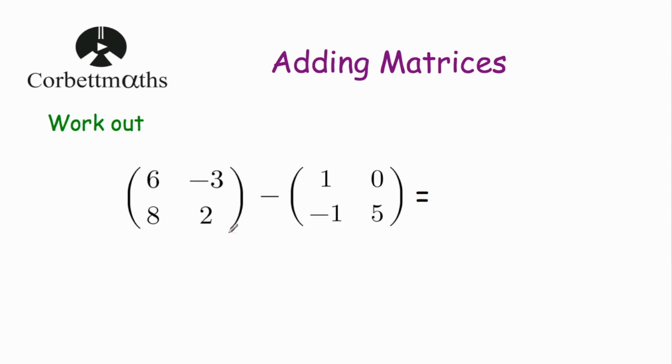Okay, let's have a look at our next example. So our next example, we're going to take away two matrices. We've got the matrix 6, -3, 8, 2, and we're going to take away another 2 by 2 matrix 1, 0, -1, 5, and let's see what we get as our answer.